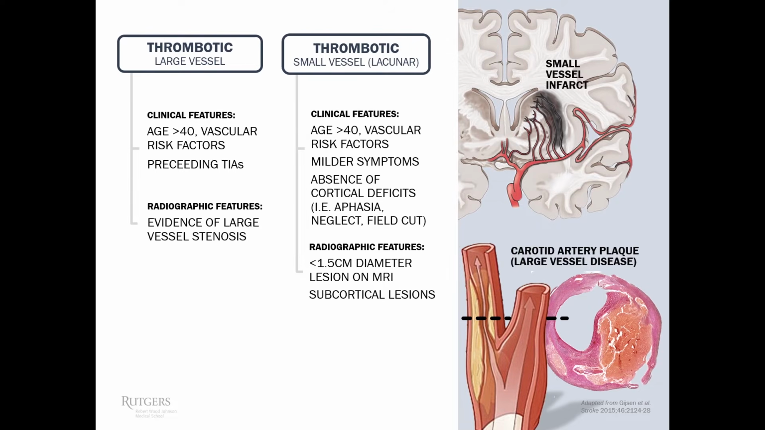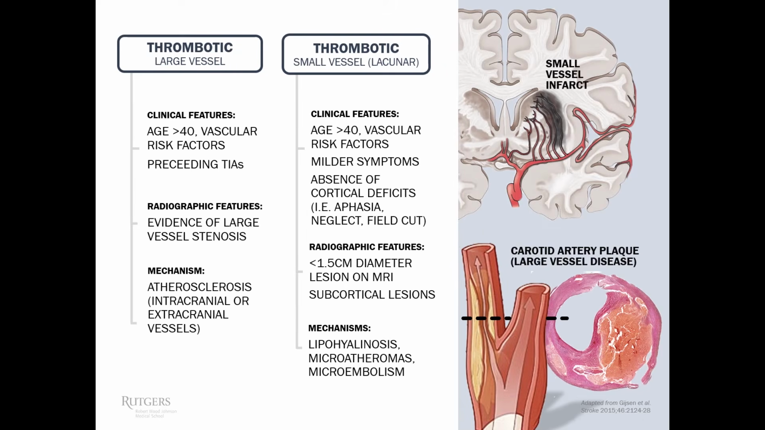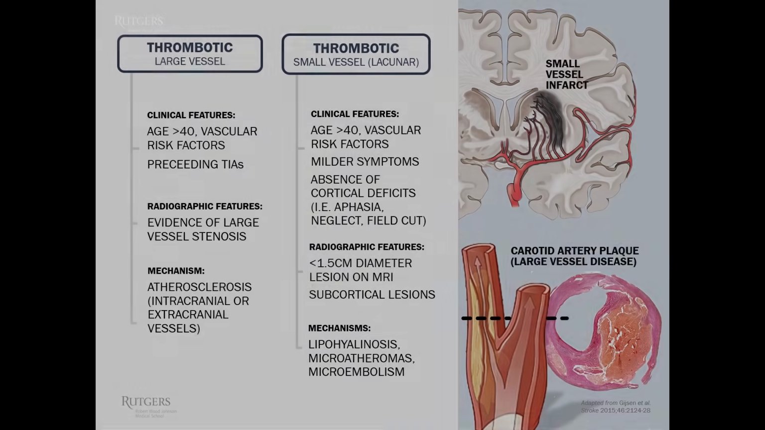One more important point about large vessel strokes. Of all ischemic stroke mechanisms, this one is practically the exclusive cause of transient ischemic attacks. If you're interested in the mechanisms, large vessel strokes are typically caused by atherosclerosis, and lacunar strokes have multiple proposed mechanisms, including lipohyalinosis, tiny atherosclerotic plaque in the perforator vessel, and microemboli.